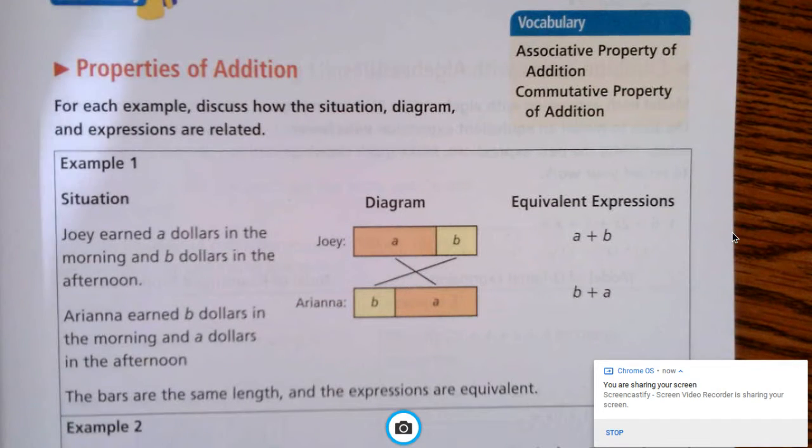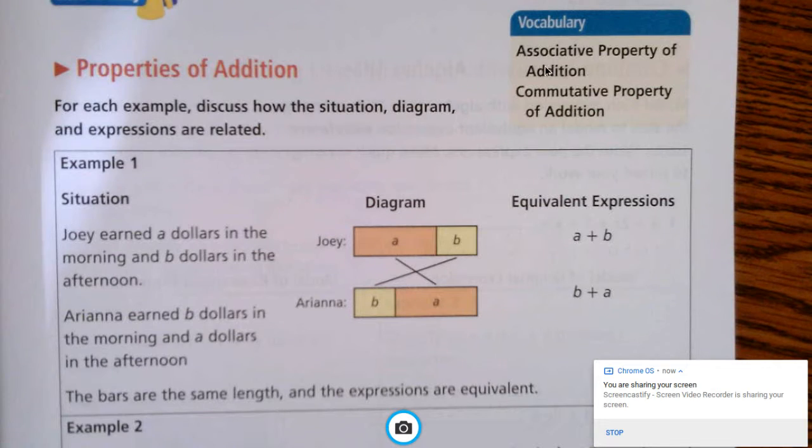So we see on page 189 there are two vocabulary terms about properties. Properties are rules that occur in math that you can count on, and they give you shortcuts, especially in algebra. In the vocabulary box, we see associative property of addition.